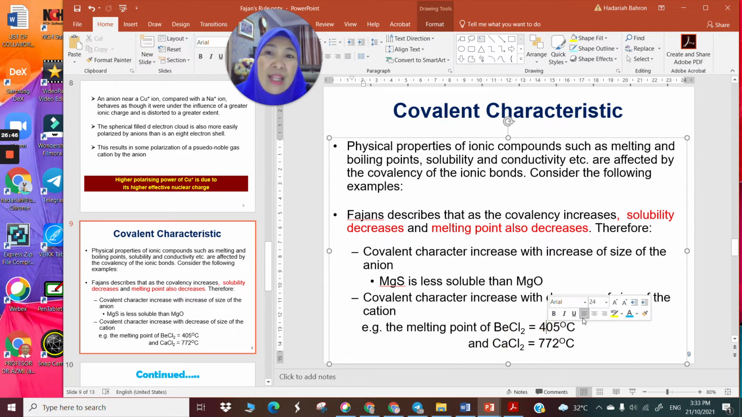Anything covalent will have lower boiling point and melting point. So BeCl2 has lower melting point compared to CaCl2 because of the polarizing power of beryllium.